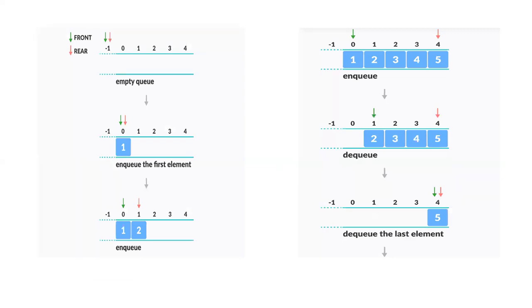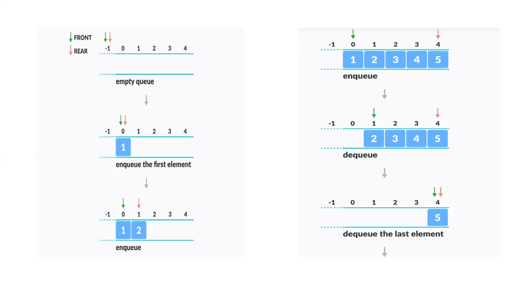Now let us see the operations of the queue. The first position is going to be -1. If both the front and rear pointers are pointing to -1, it means there is no data in the queue. This indicates the queue is empty.